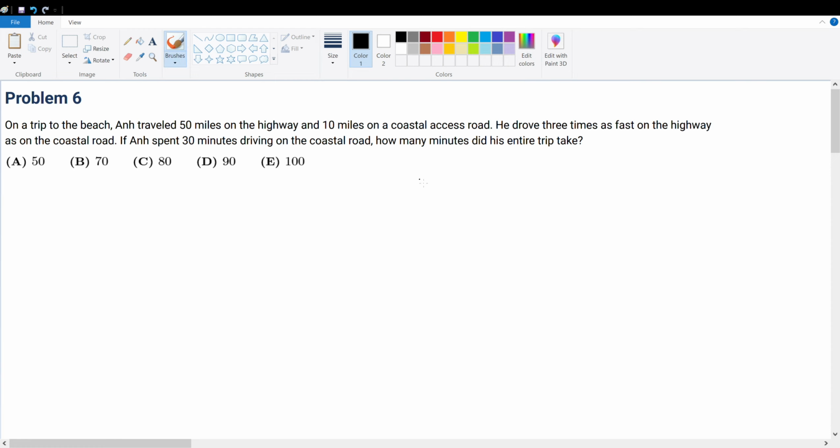So within AMC questions, there's a universal formula that you probably memorize for distance, velocity, and time. D is the velocity times t. D is the distance, v is the velocity, t is the time traveled.